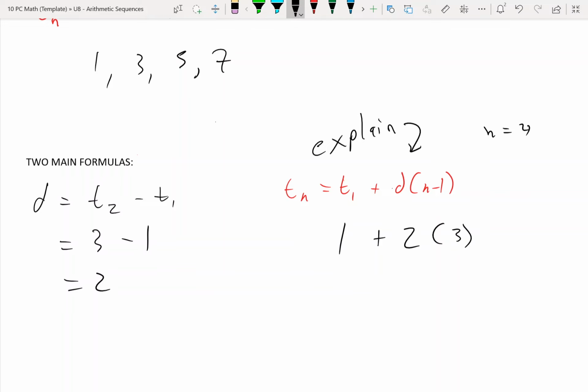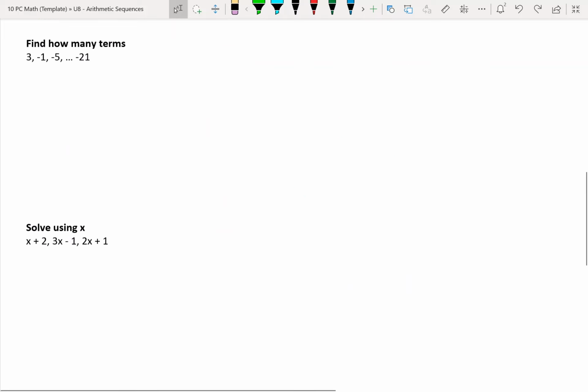What you'll notice is if we start from the first number, +2, +2, +2, we actually do it 3 times. It's kind of like how many spaces are in between all the numbers in our list. So the formula is: start with the first number and then add the difference n minus 1 times. Those are the 2 formulas we're going to use for basically every question.